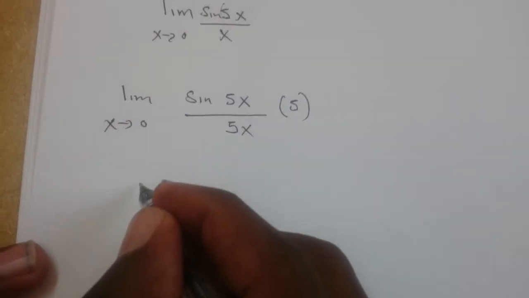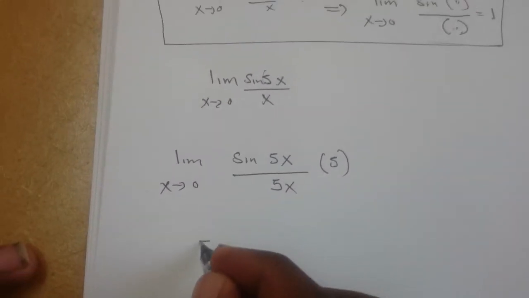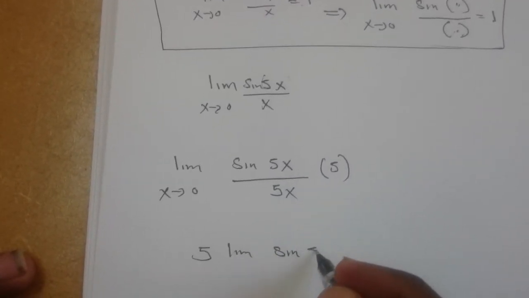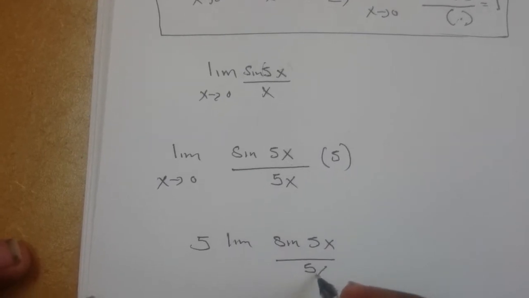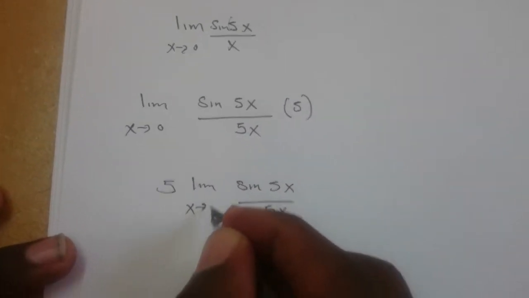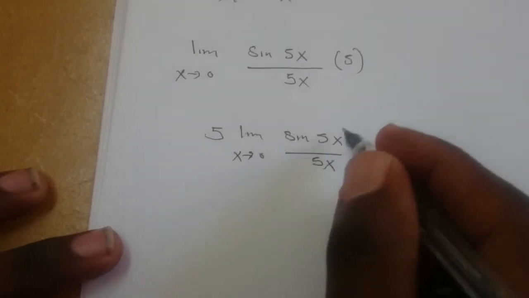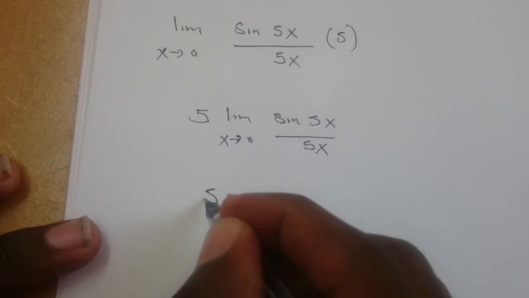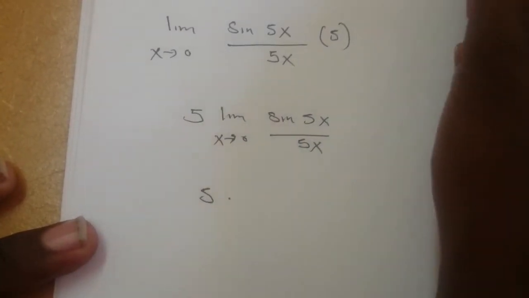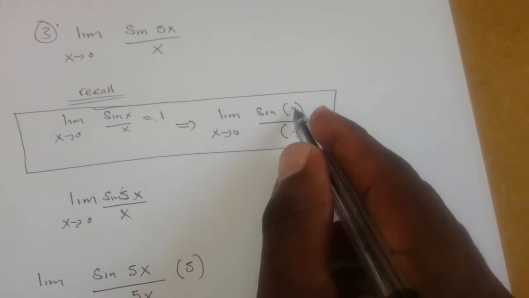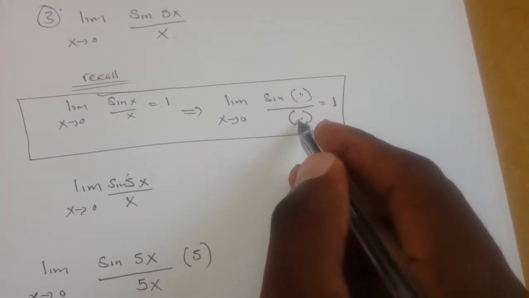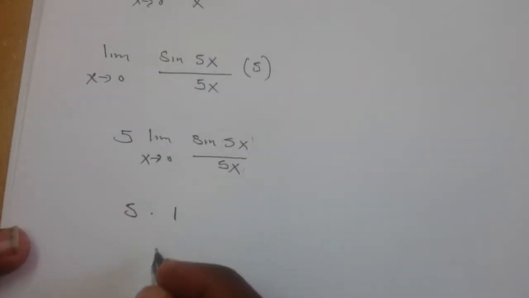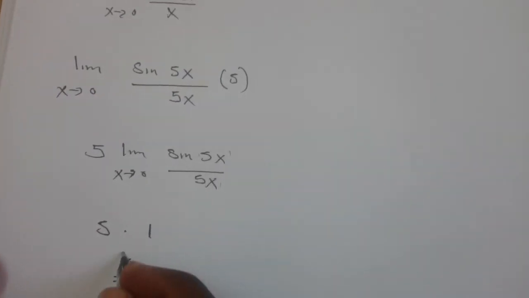Therefore, we are going to have 5 times the limit of sine 5x over 5x as x is approaching 0, which will just give us 1. Then 5 times 1, because the limit of sine something, where this something is equal to that something, is supposed to get 1. Therefore, our limit will be equal to 5.